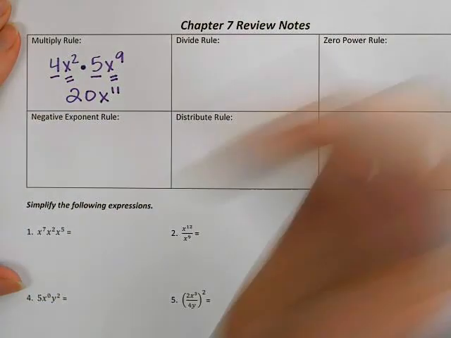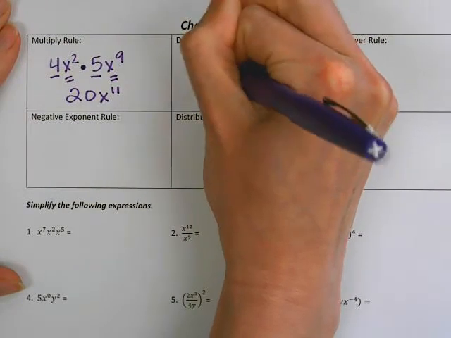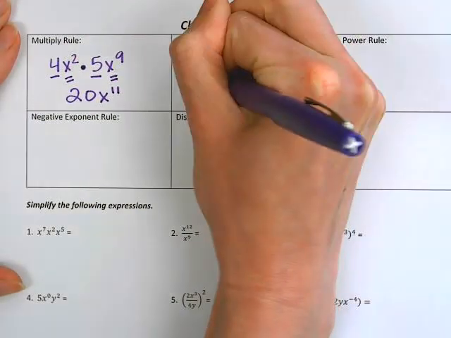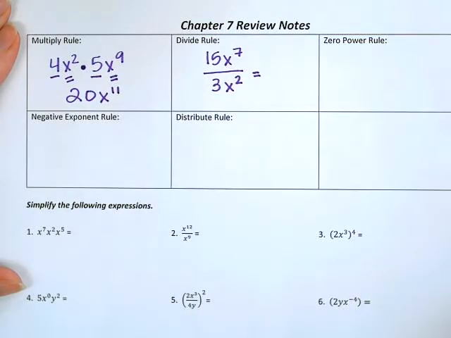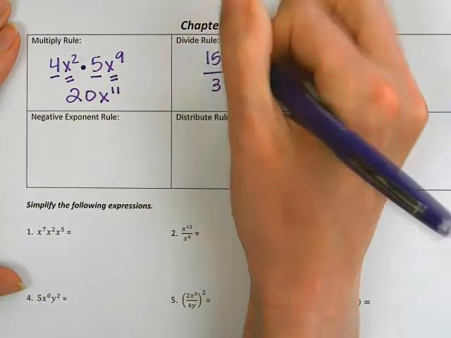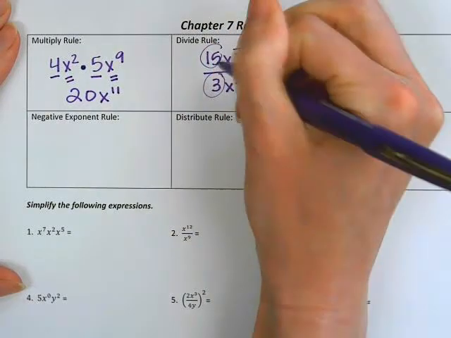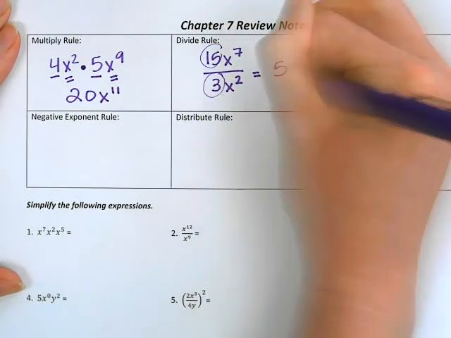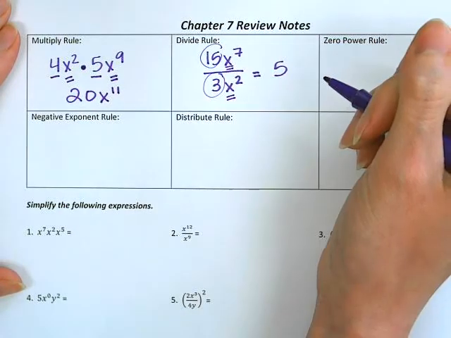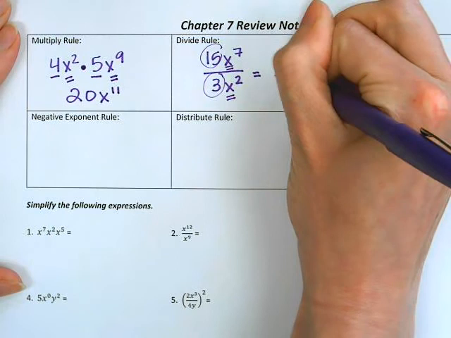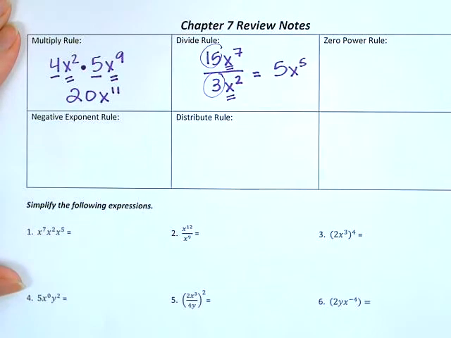The divide rule, let's say we have 15x^7 divided by 3x^2. All right, so let's say you're dividing. So 15 divided by 3 is 5. We know that. But when you're dividing same bases, you subtract. So 7 minus 2 is x to the fifth.